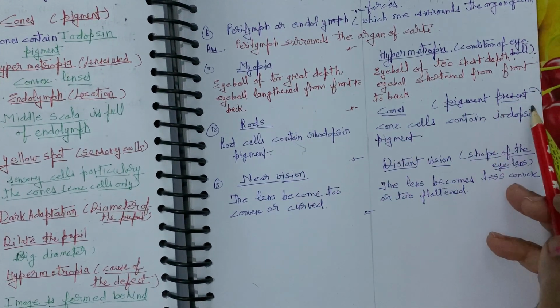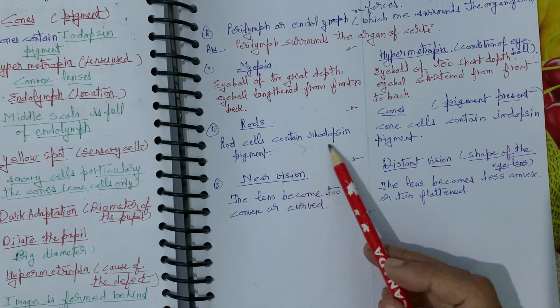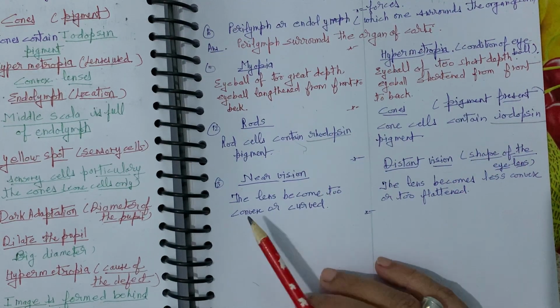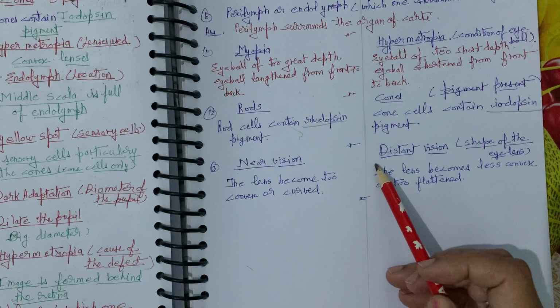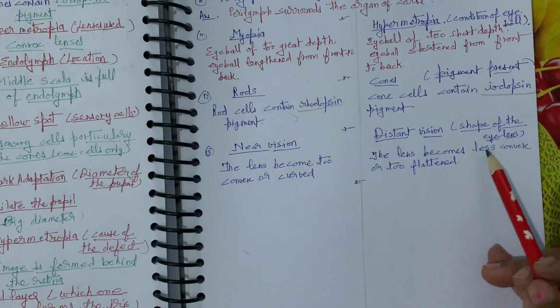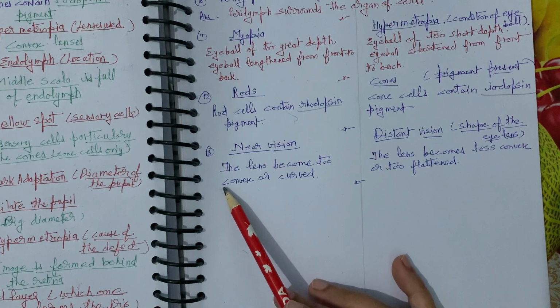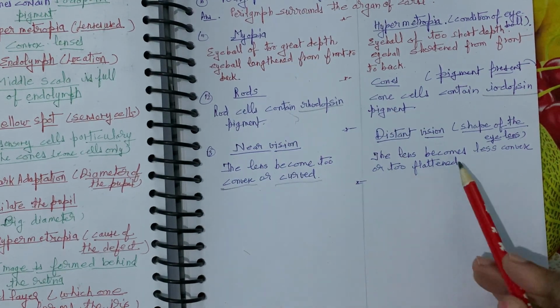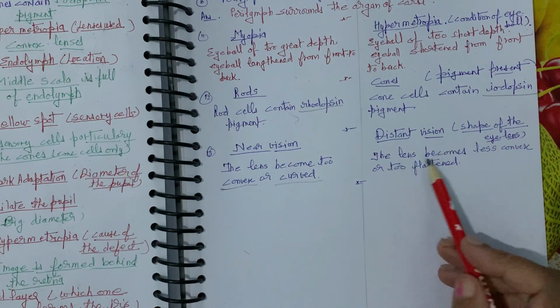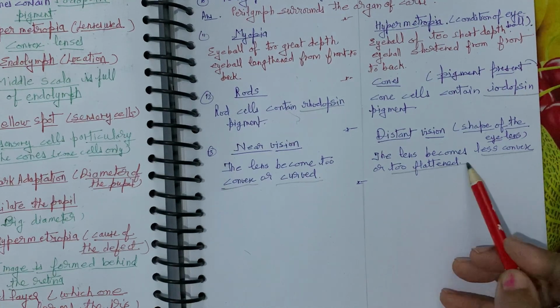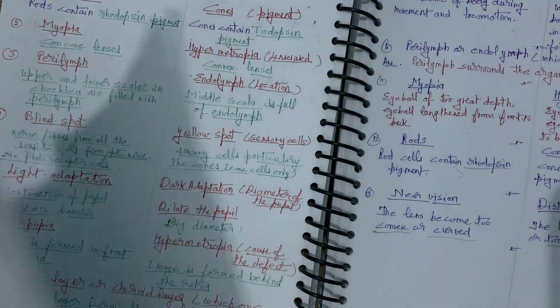Rods and cones, pigments present, we have already discussed: rod cells contain rhodopsin pigment, whereas cone cells contain iodopsin pigment. Near vision and distant vision, shape of the eye lens: in near vision, the lens becomes more convex, or curved, and in distant vision, the lens becomes less convex, or flattened. So that is the difference.